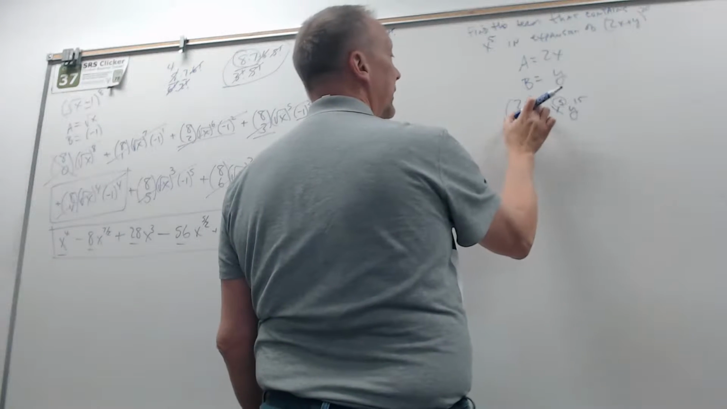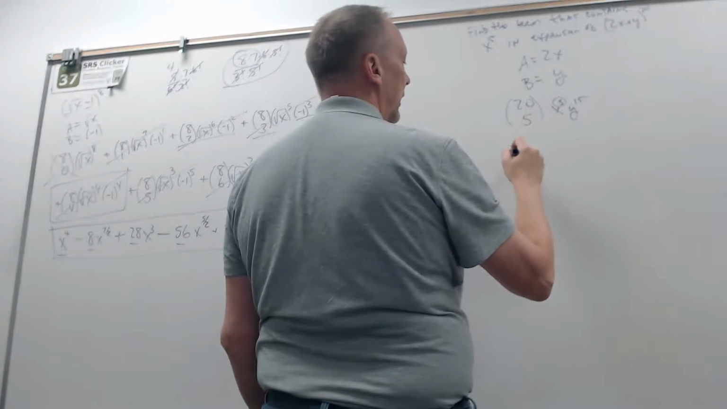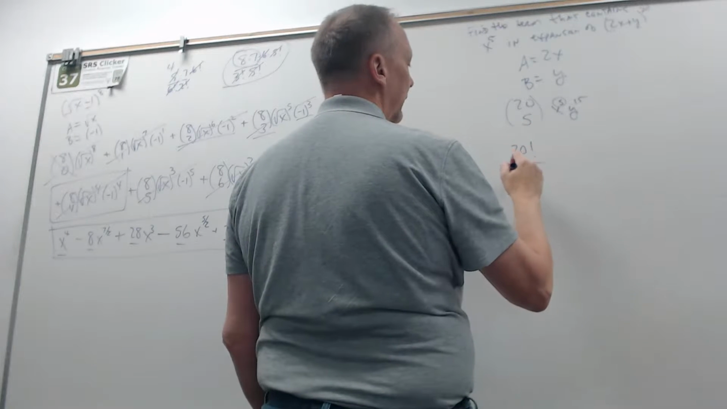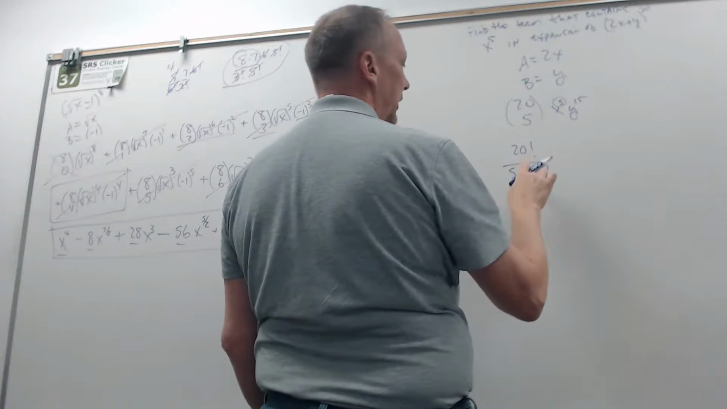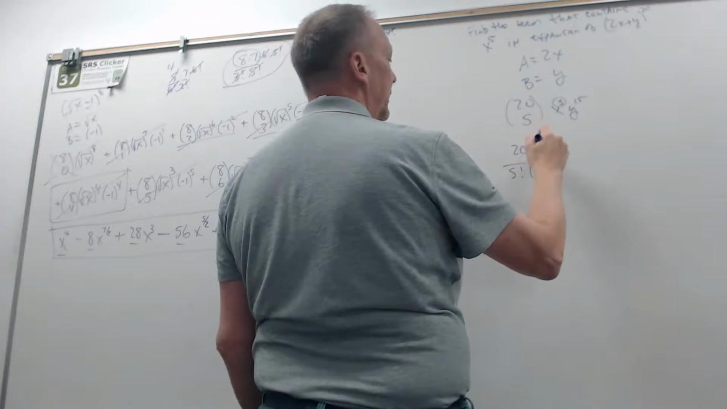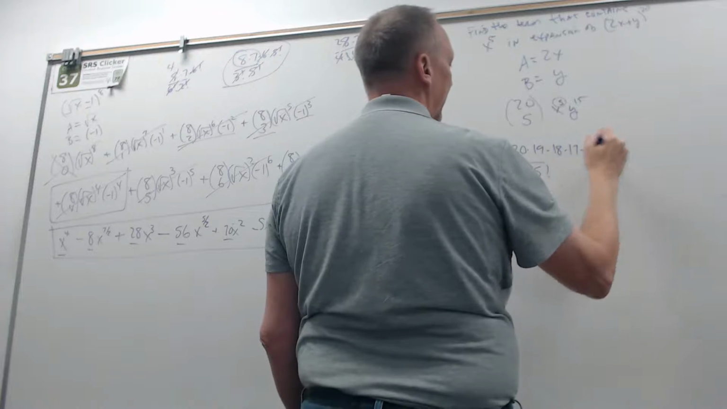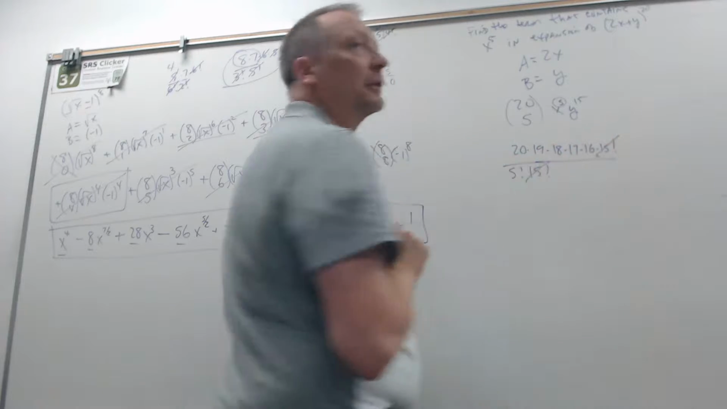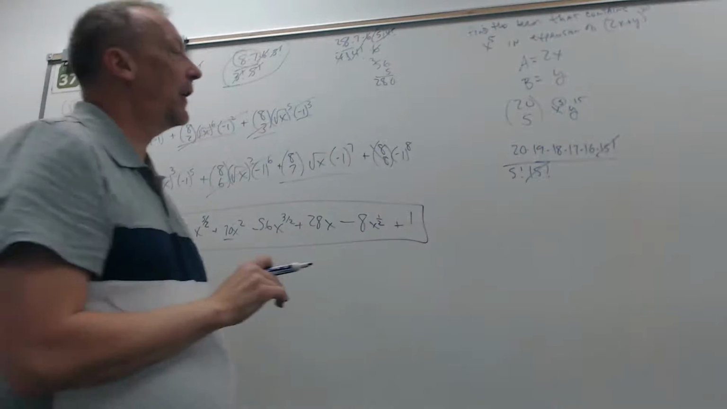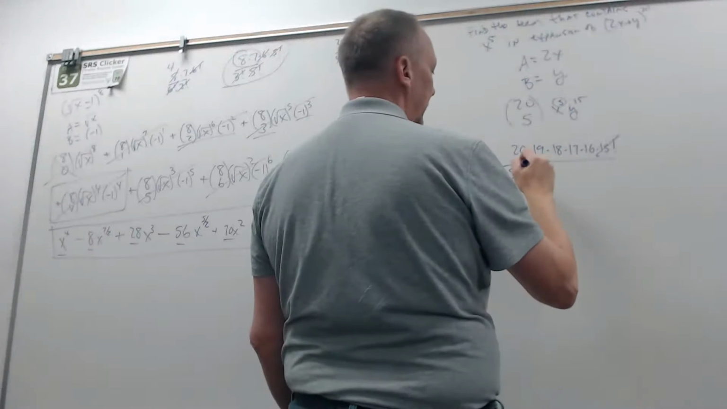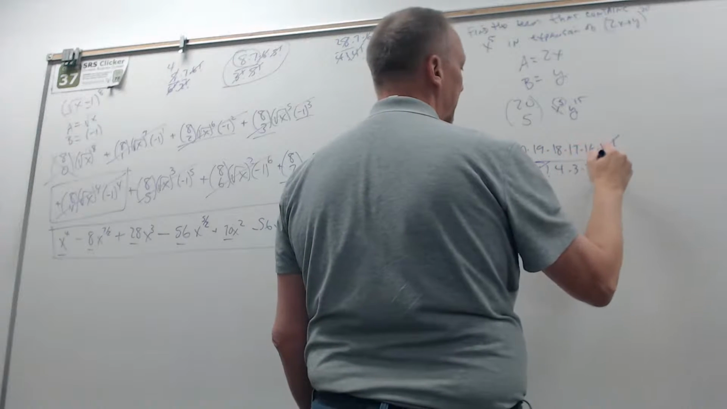So how do I rewrite this? It would be 20 factorial over 5 factorial, 15 factorial. So let's do this. 20 times 19 times 18 times 17 times 16 times 15. Okay? So those will cancel. 5 factorial can be written as 5 times 4 times 3 times 2 times 1, right?